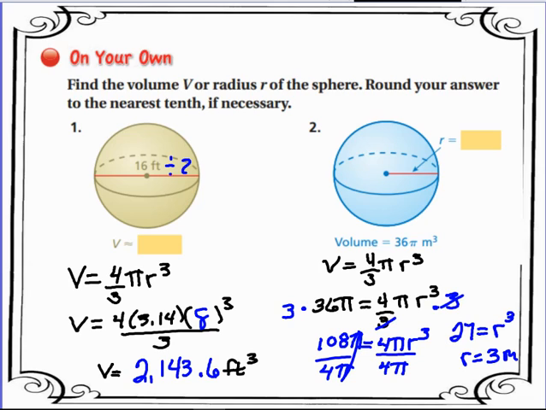For number 2, we have multiply both sides by 3 and get 108. Divide by 4 pi. The pi's cancel out on each side, 4 divided by 4, and you get 27 equals r cubed. So the cube root of 27 is 3. Remember, cube root is that little button that looks like this on your calculator. All right.